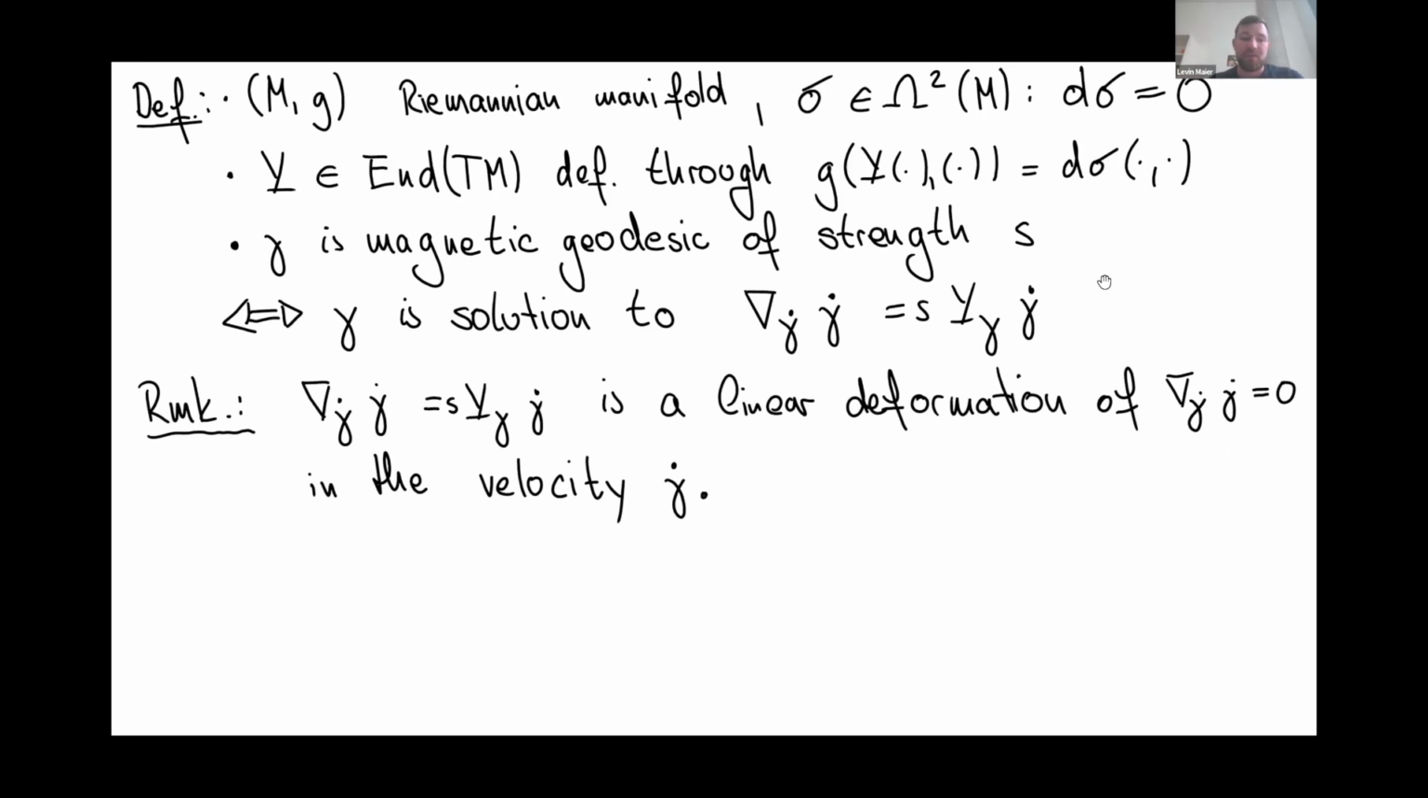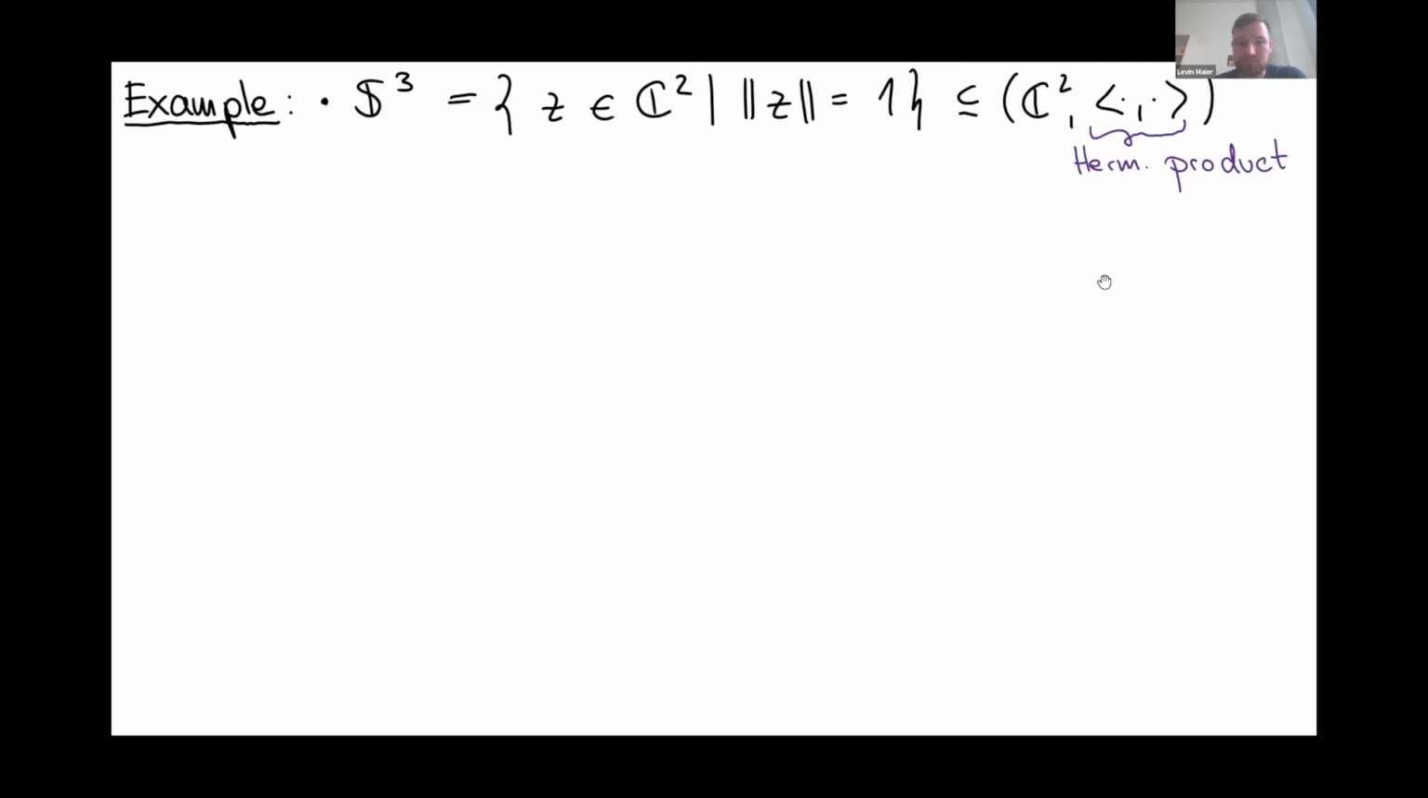So then we will go to the first example, the example in S3. We look at S3 as the embedded submanifold in C2, where we equip C2 with its standard Hermitian product. Then we get the round metric on the three-sphere if we restrict the real part of the Hermitian product to the tangent bundle of the sphere. That's how you get the round metric.